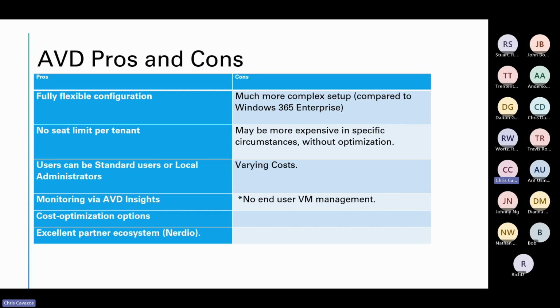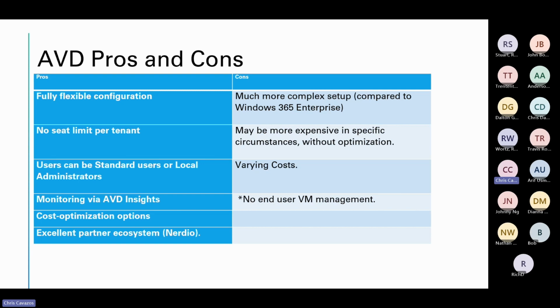You do have cost optimization options. The built-in one is the scaling plans, where you can shut down the number of VMs as the day moves on to the end of the day, and then ramp up the next morning, or however it works for you, and ramp up to your busiest time in the middle of the day, so that way you can save on some Azure compute cost. Also, they have an excellent partner system. We have ControlUp, Nerdio is another big one. There are several third-party partners that have products that can help you manage your AVD environment.